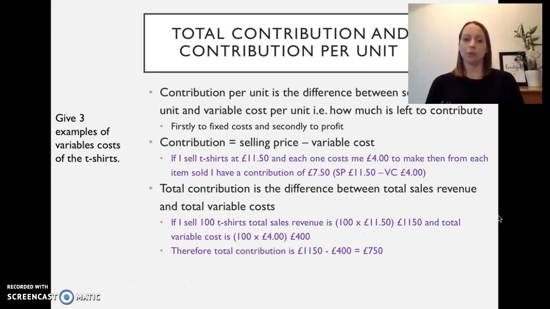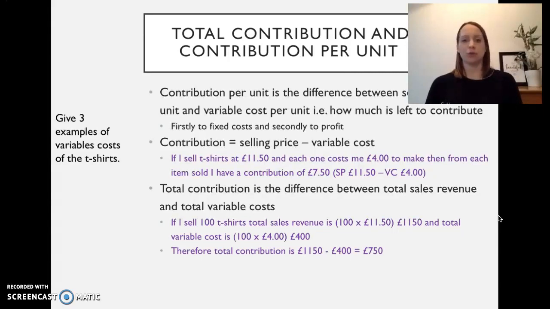So your contribution per unit is the difference between your selling price per unit and your variable cost per unit. In this example, it's how much is left to contribute to your costs. If I provide you with a very basic example below, you will be able to see the formula that's used to work out your contribution per unit method. Your contribution is equal to your selling price, the price you plan to sell your product at, minus your variable cost, the cost it's costing you to make your product.